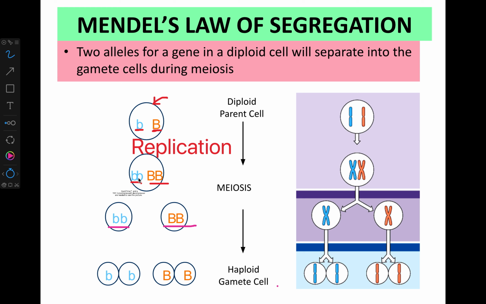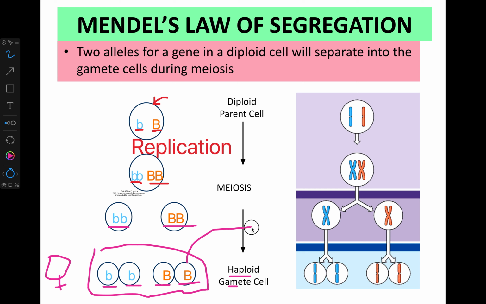Note that they're both B's, so B is coding for the same trait, just like with the different sizes. These are all large. So we separate those homologous pairs, and we end up with our 4 gametes, our haploid gamete cells. And then those can be combined. So let's say all of these were made in a female. So all of these are eggs, just the female.